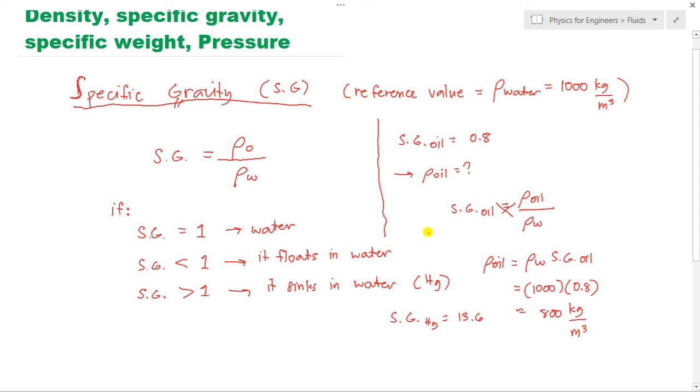So again, if in the problem the density of the object is not given but the specific gravity is given, we know that specific gravity is associated with the density of the object and the reference value, the standard value of our density, which is the density of the water equal to 1000 kg per cubic meter. Any questions?